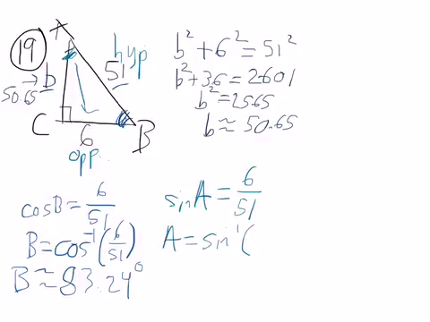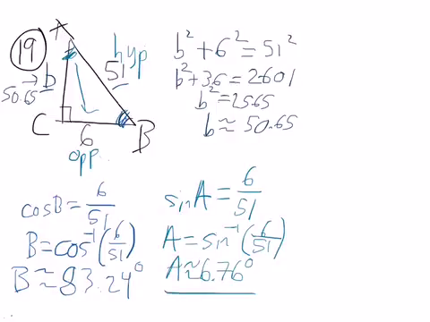So inverse sine of 6/51. Grab my calculator. Again, make sure that it's actually in degrees. And inverse sine of 6/51 is about 6.76 degrees. And I know angle A, I know angle B, I know side B, solved.